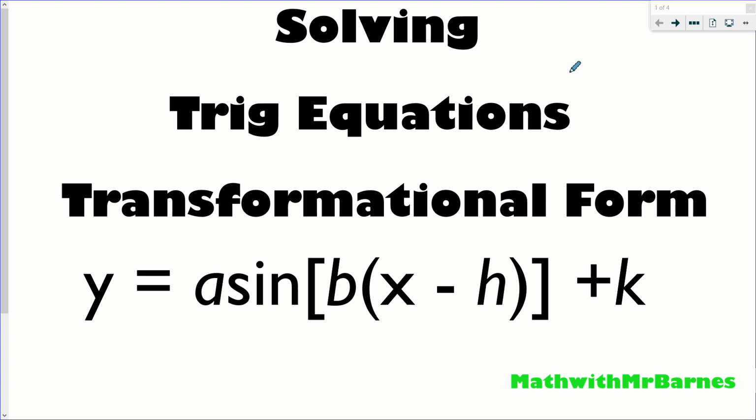This video is on solving trigonometric equations in transformational form. We've already done solving typical trigonometric equations, where all you've seen is something inside where theta would normally be, so it might be just theta or x. With something in transformational form, of course, it has all the parameters of a transformation: a, b, h, and k, which makes it slightly more complicated to solve because there's more going on. So that's what we're going to do today, and hopefully it makes a little bit of sense to you.